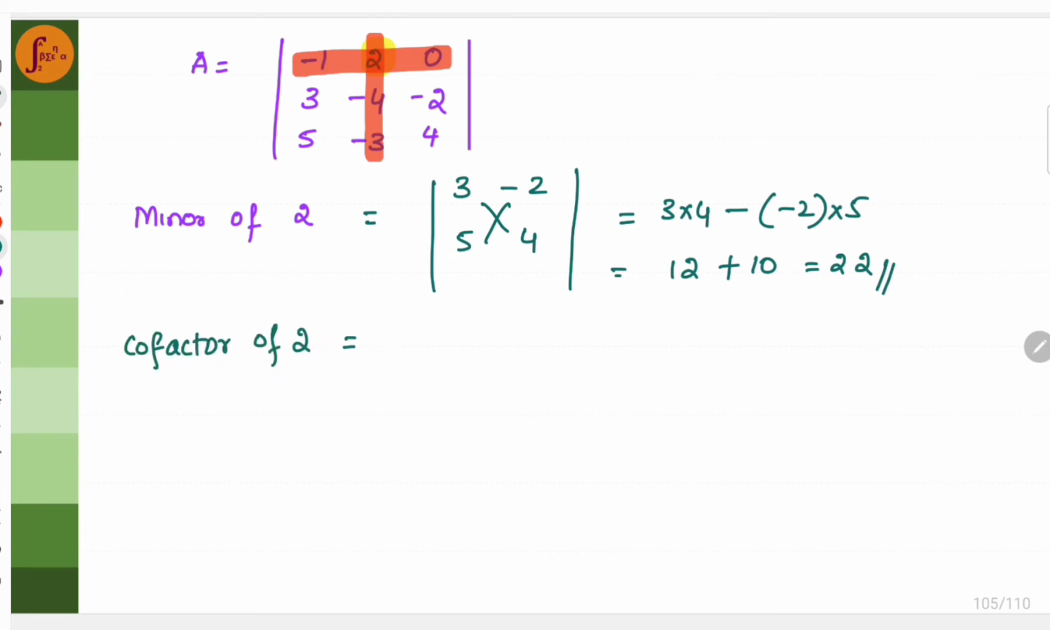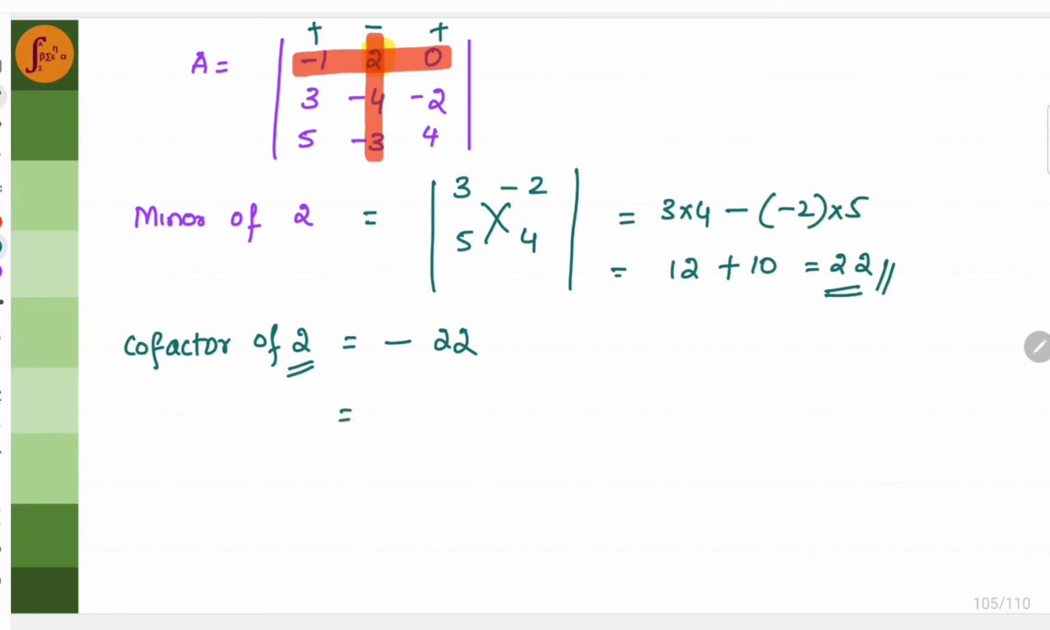Cofactor of 2 is the minor itself but with proper sign. Now what is the sign for 2? 2 is in the second place, so it is plus, minus, plus. So it's minus. So it's going to be minus of 22. This is the cofactor, right?